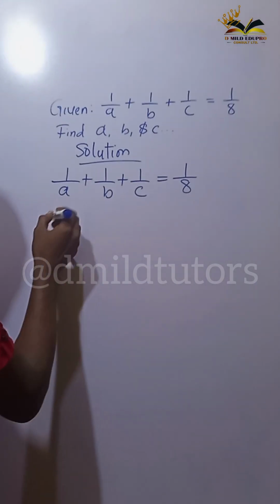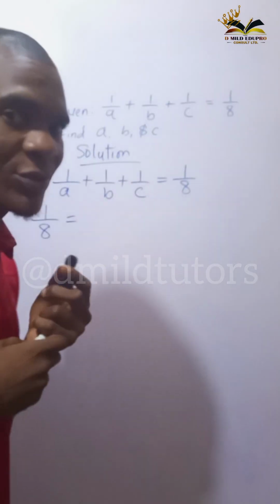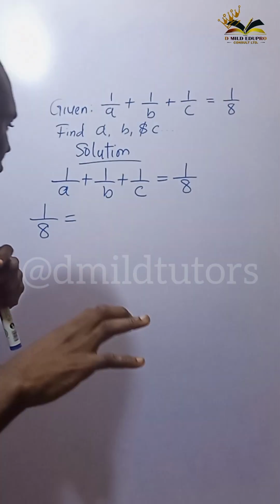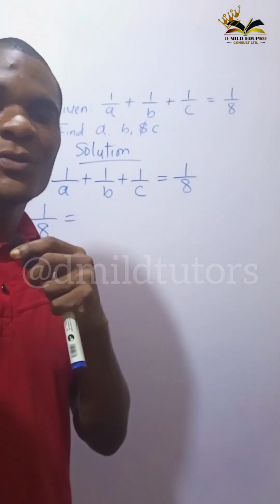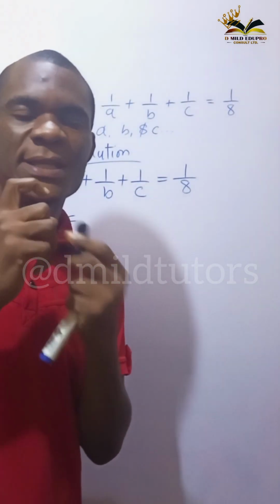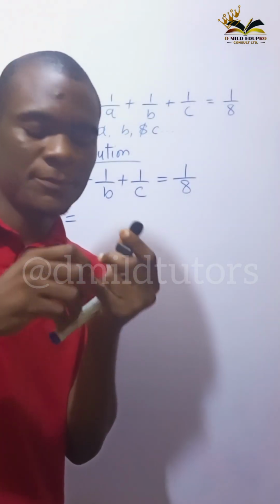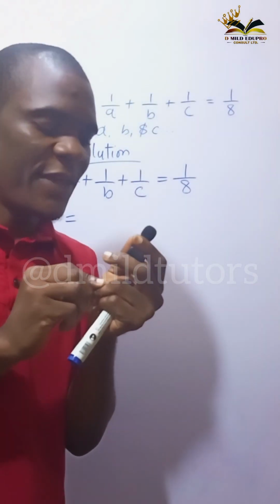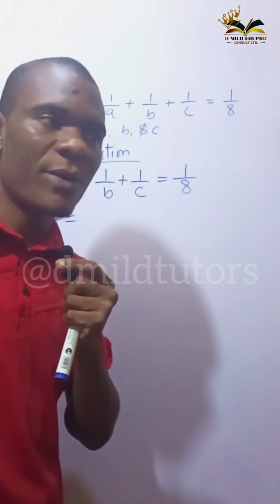Now, what is 1 over 8 as a decimal? I know most of you rush to punch your calculator, but relax. Don't rush. When you want to convert a fraction to a decimal, you have to look out if the denominator of that fraction can be made 10. If it can't be 10, then 100. If it cannot be 100, then 1,000, and so on and so forth, right?